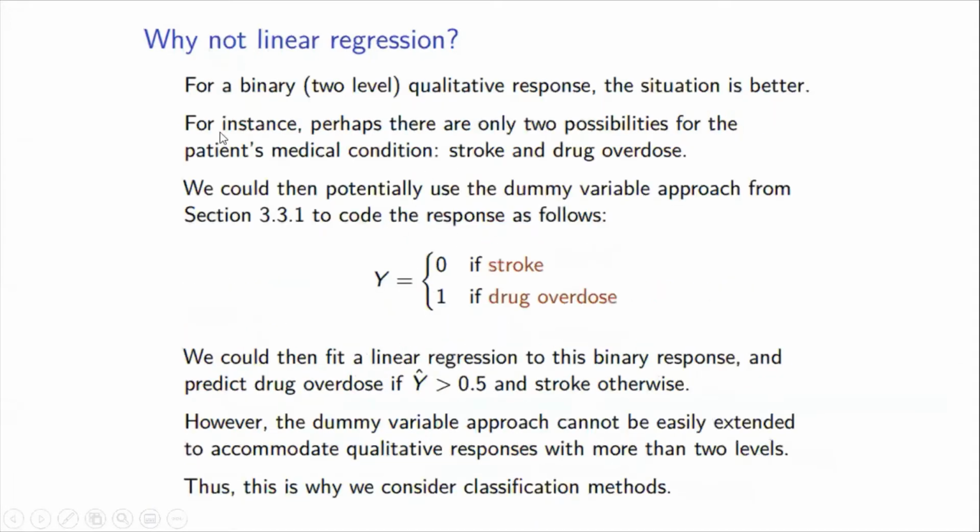Okay, that is the example with the 3 categorical levels, okay? What if we have 2 categorical levels? That would be a little bit simpler, okay? Based on the symptoms, we have to classify whether it is a stroke or a drug overdose, okay? So we have 2 categories. That's why we consider this problem as a classification problem, okay? So we have to use classification methods. We have to classify either as a stroke or as a drug overdose.